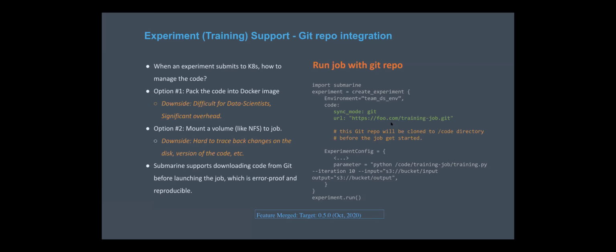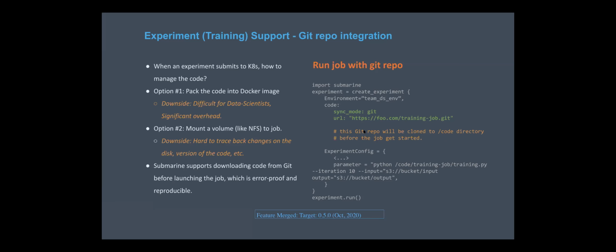When the job is launched, Submarine will clone the code from the Git repository and put it in the /code directory of the launched job. So when you write your experiment, you can link the training script in the downloaded repository, and you don't have to worry about versions like that.